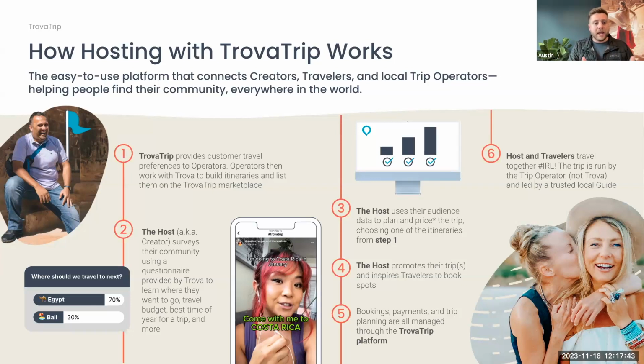However, the landing page for booking the trip would be on the TrovaTrip website. So if you're thinking more of branding and the emails that are sent, we can definitely find a solution there. But when it comes to the actual trip page and driving traffic to book the trip, that would come to the TrovaTrip website.